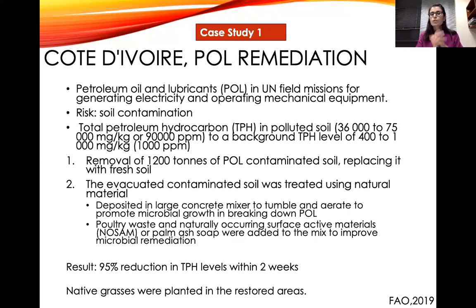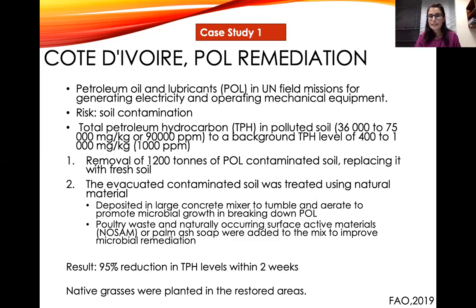And that puts the soil at risk of pollution. So what happened was that this particular region had a lot of petroleum oil and lubricants in the soil. Let's say they had 90,000 ppm of POL, and after treating it, they brought it down to 1,000 ppm. But how was that possible? 90,000 ppm is a huge amount. It's like 90,000 milligrams per liter, basically, of these petroleum hydrocarbons in the soil. And they had to bring it down to very low levels.